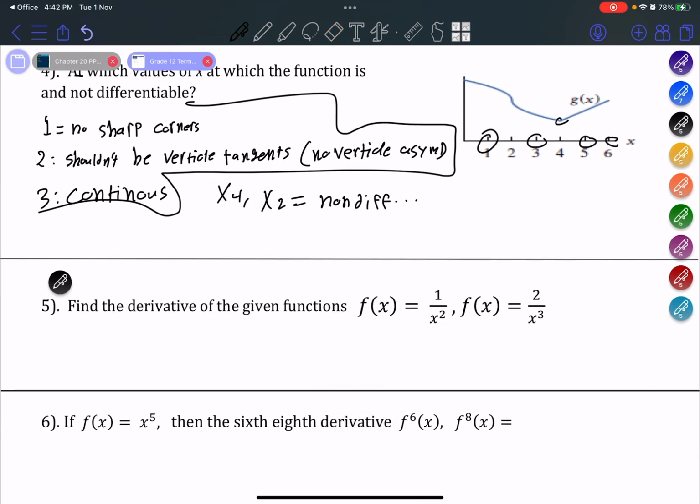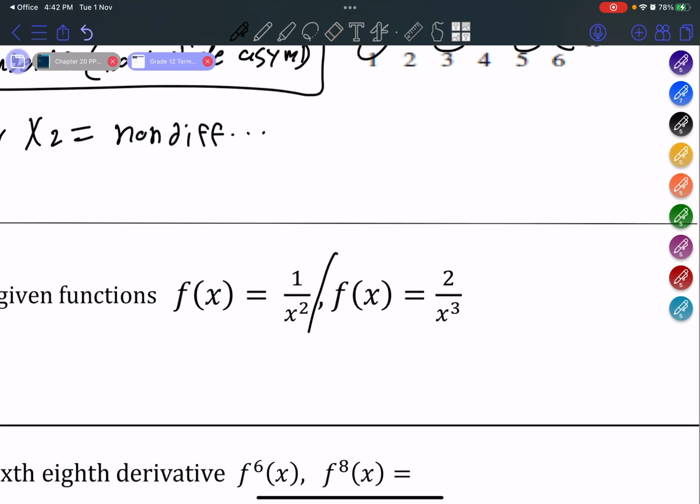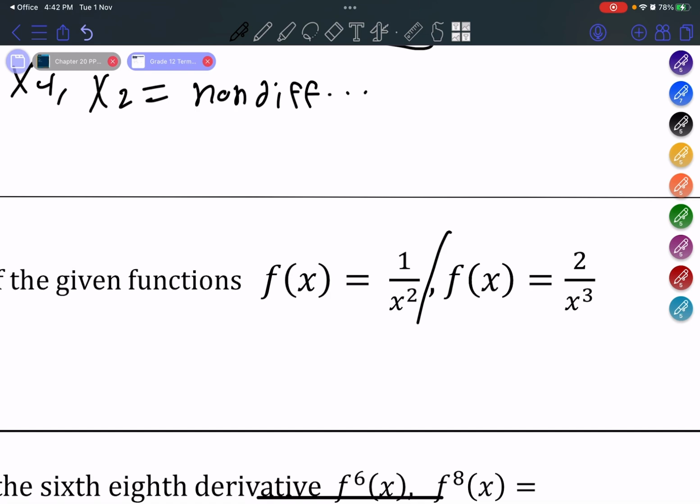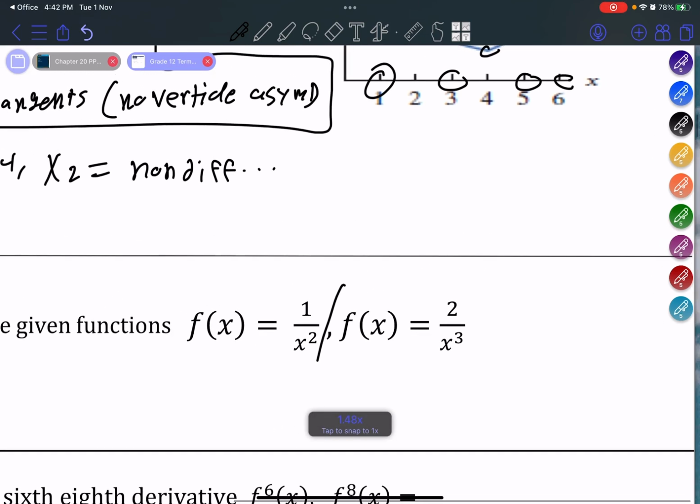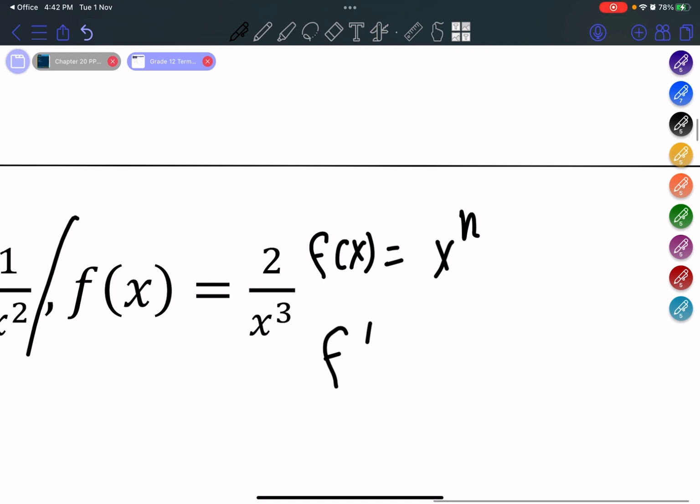Now to the last question: find the derivative of the given functions. They gave us 2 questions. And in order to solve these questions, we must first revise the power rule again. So we said y equals x power n. Then the derivative of this function, let's actually write f of x this time, f prime x shall equal n times x, and then minus 1 from the power, so it becomes n minus 1.